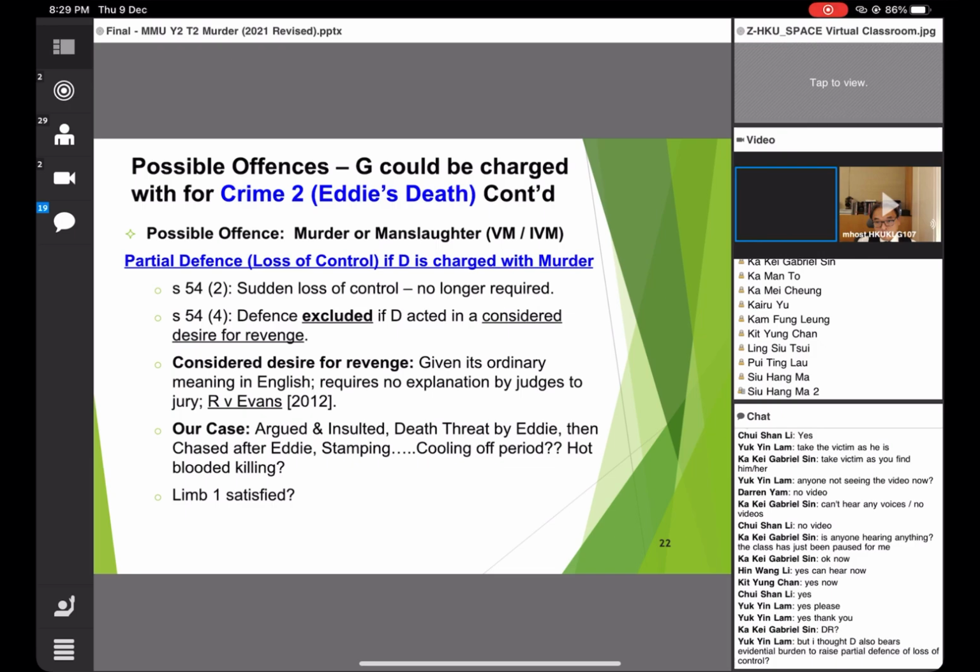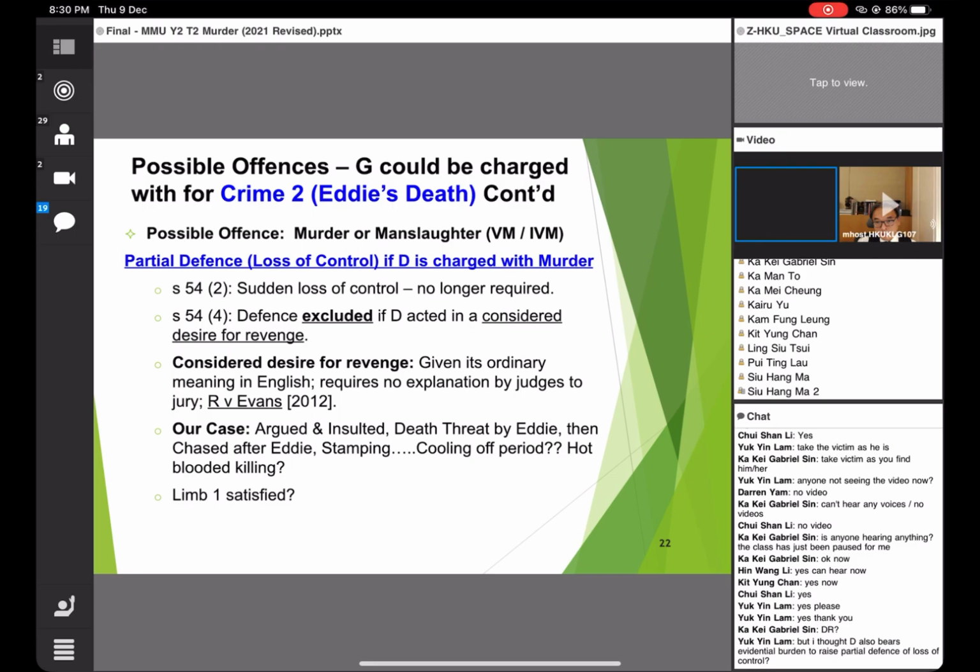And also, if you look at section 54.2, now you don't really have to establish a sudden loss of control anymore. And section 54.4 also said that any defense would be excluded if what the defendant did was considered to be a considered desire for revenge. That means a planned desire to revenge. Okay. And what does considered desire for revenge mean? To exclude your defense, what does it mean?